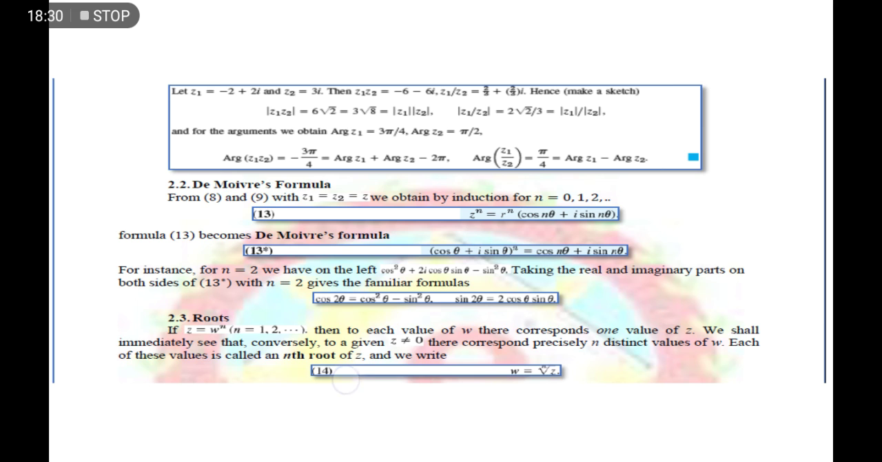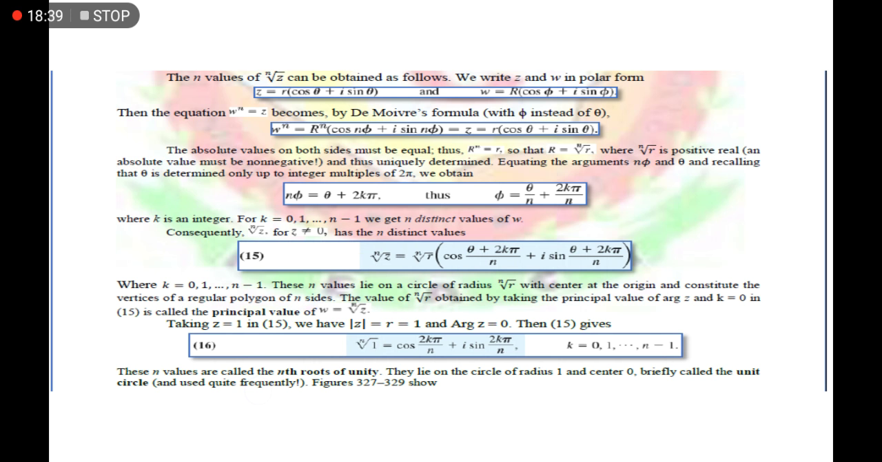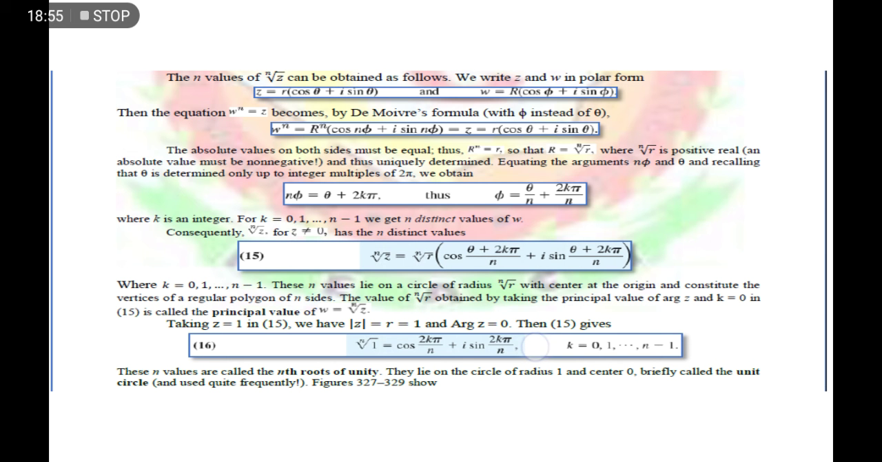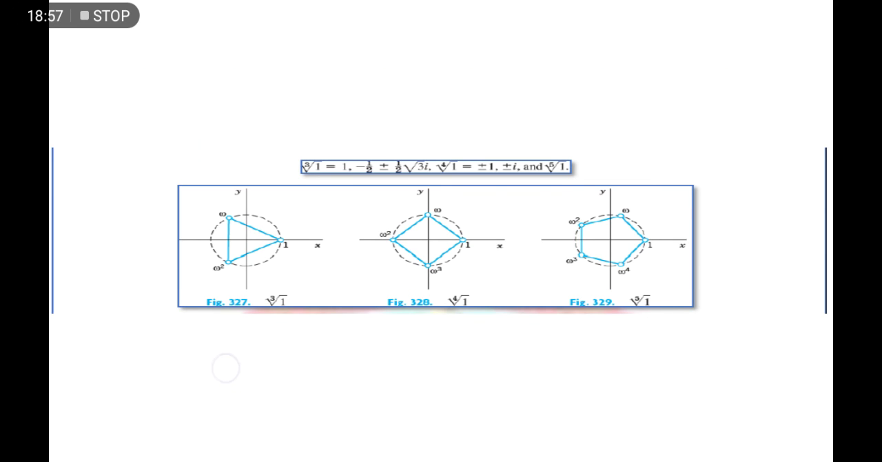This roots section is just the roots of a complex number that is being raised to some numbers. Let's also read that. These are the derivations of the formula. And this is the graph of a complex number being raised to some value. It forms a circle. Let's also read this.